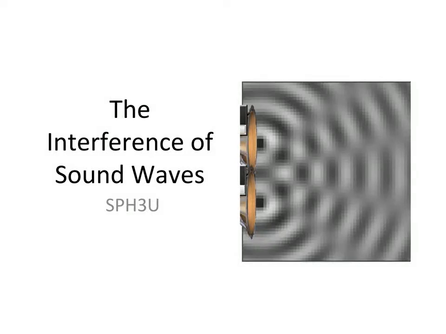Here we're going to talk about the interference of sound waves. We've talked a little bit about the interference of waves in general. Some of those waves we can see, but some we can't. And we can't see sound waves, but they still interfere the way that all other waves can.